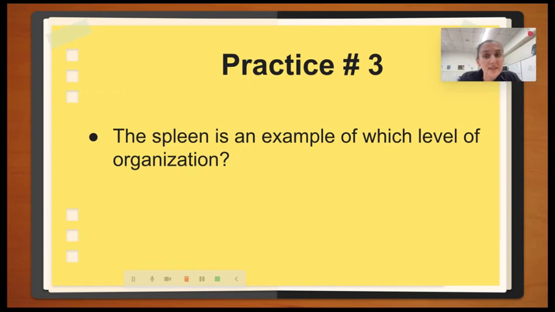Practice number 3. The spleen is an example of which level of organization? Is the spleen chemical level, organelle, cellular, tissue, organ, organ system, or organism? Okay, so you have to tell me which one it is. You don't need to give me a full sentence. Just write number 3 and then tell me which one you believe that the spleen is.